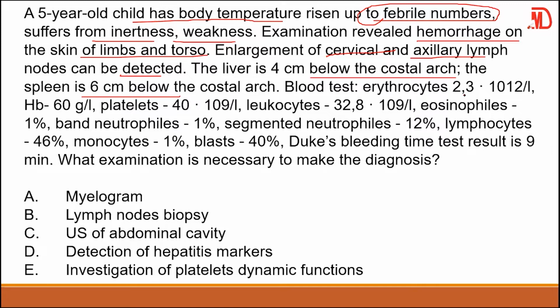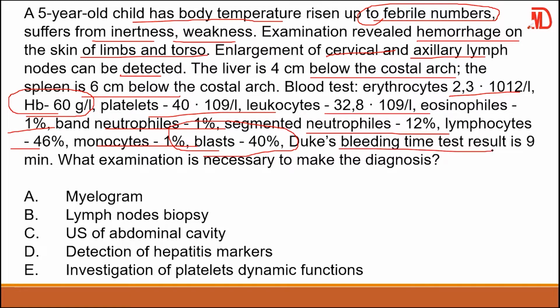Blood analysis shows 2.3 times 10 to the power 12. Hemoglobin is 60, which is quite too low, if you ask me. Platelets are also quite low. Leukocytes are quite high. Eosinophils 1%, band neutrophils 1%, segmented 12%, lymphocytes 46%, monocytes 1%. Look at the blast cells. Blasts are 40%. Duke's bleeding time test result is 9 minutes. What examination is necessary to make the diagnosis?